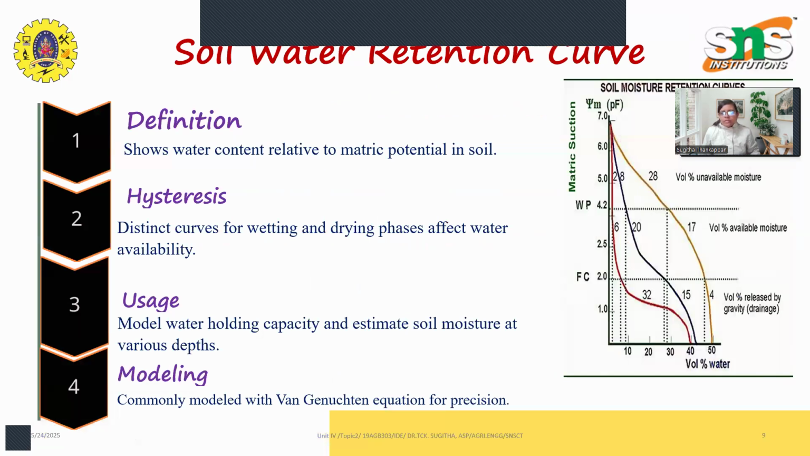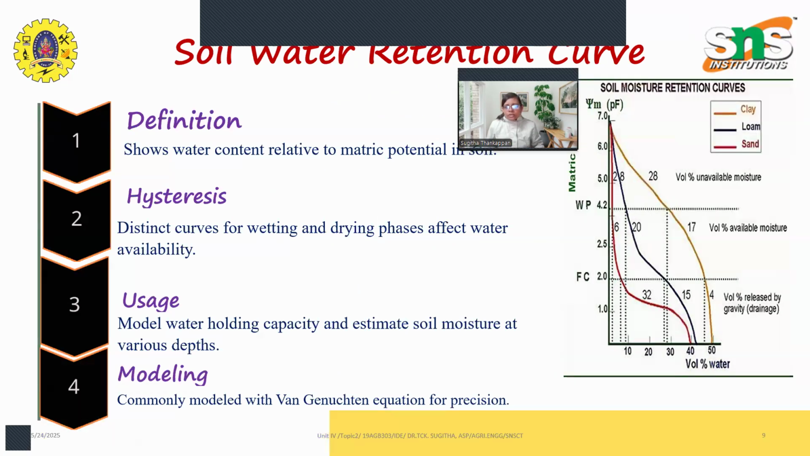Another important concept we have to understand here is the soil water retention curve. In this diagram, you can see three types of soil. The yellow one is the clay, the black is the loam, and the red one is the sand. As I discussed in the previous slides, you can see the wilting point as well as the field capacity. If I take the clay soil, you can see 4% of volume is released by gravity, and the infiltration is very low. However, 17% is the available moisture and 28% is the unavailable moisture.